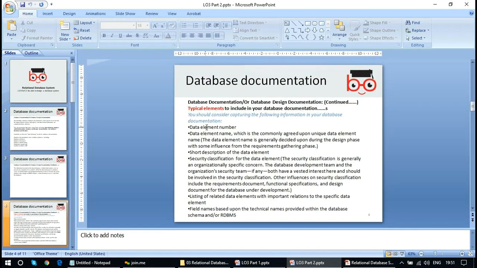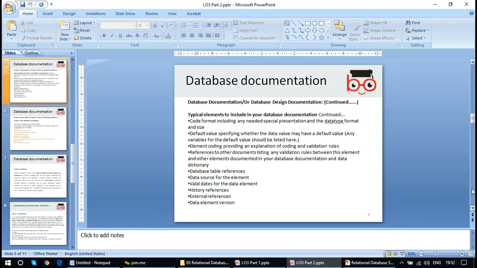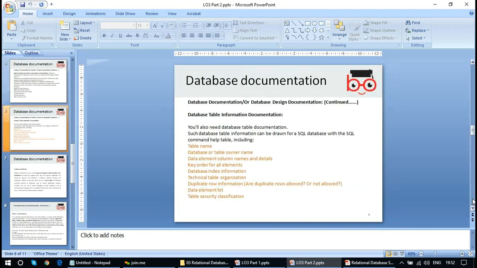And that includes, for example, if you have one data element like a student, then it will have a number, the data element name, short description, security classification, listing, field names, and so on. And technically, for example, if you have a table, then what do you expect from the table? It should have a name.